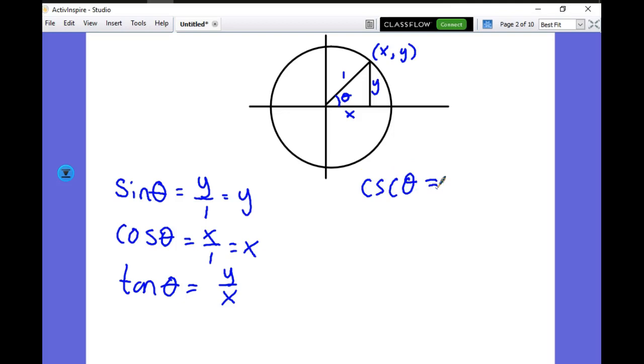Now the other ones, the reciprocal ones. Cosecant is the reciprocal of sine, right? Cosecant is hypotenuse over opposite. So that will be what? 1 over y.